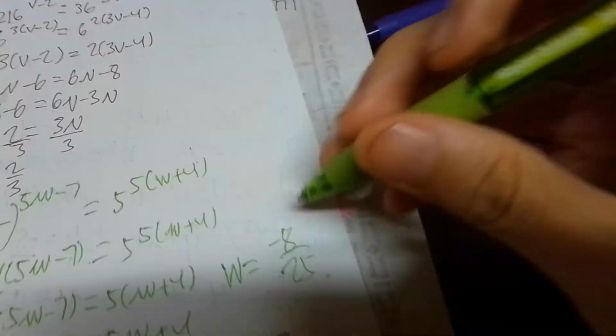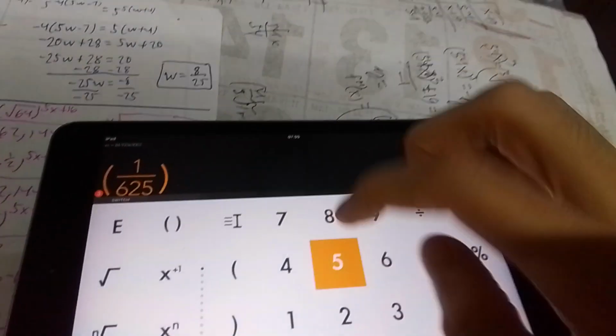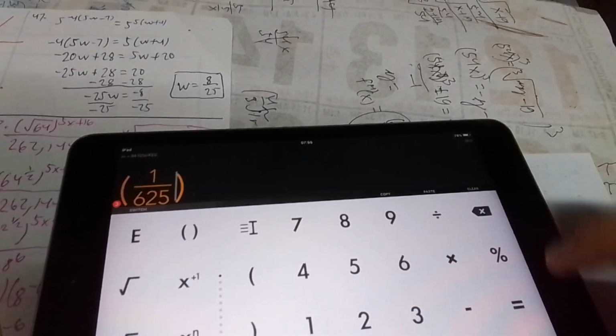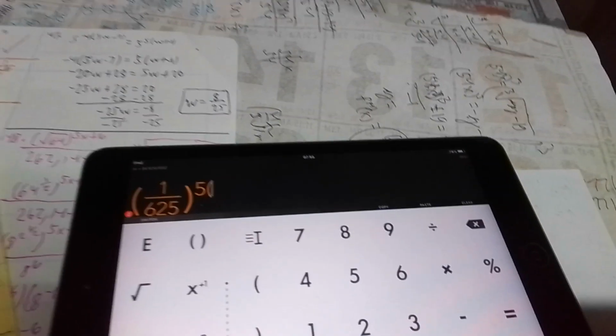Therefore, the value of w should be negative 8 over 25. And that's the answer that you see here. Now, let's put this back to the equation to see if it's true. So, going back now to our calculator, remember we type here 1 over 625, which is raised to the 5 times, what's the answer that we got?